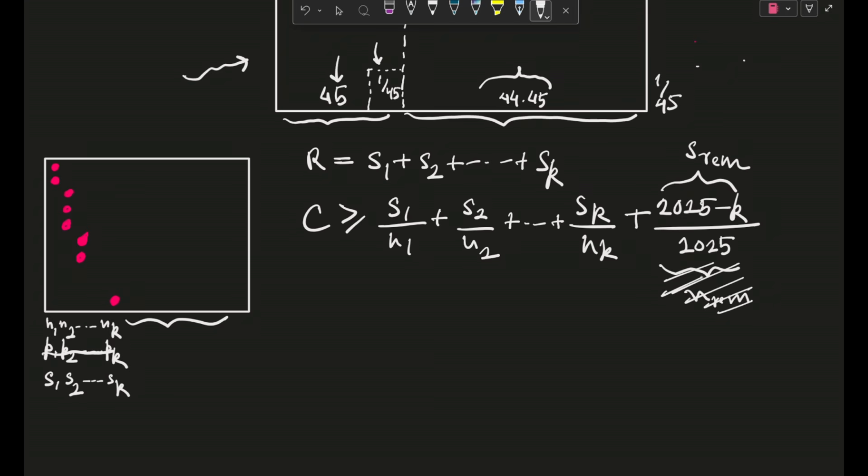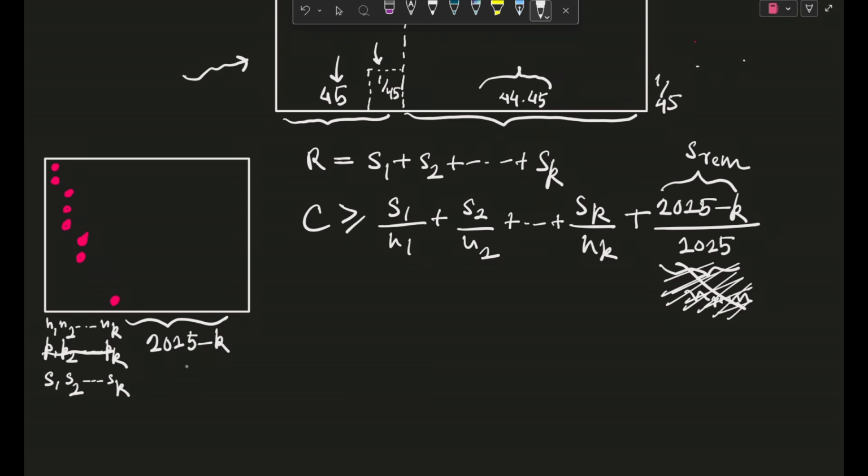This is actually not N remaining. I'm sorry, this is not N remaining. This is just 2025, the total. See, this is happening because here 2025 minus k places are left.